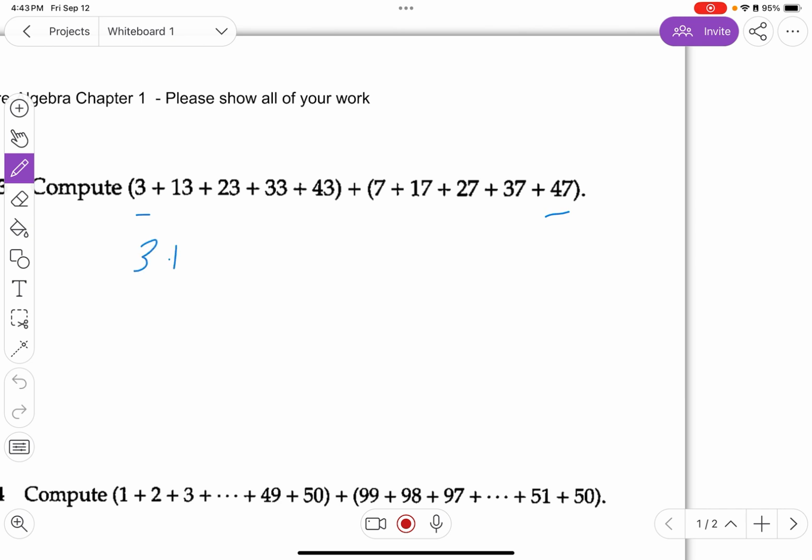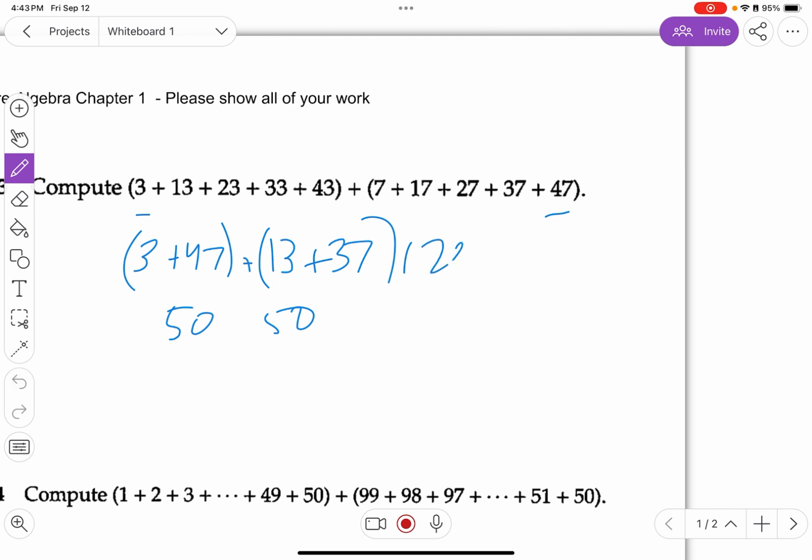So we'll do 3 plus 47, and we're going to add that to the 13 to go with the 37, and you can see a pattern that this is 50 and this is 50, and we're going to do that 5 times. We're going to have 23, so we get 10 bigger, but the other one gets 10 smaller. 27, also 50.